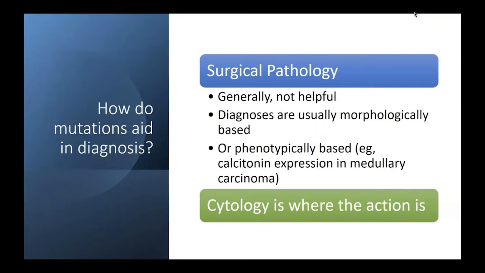In those challenging cases where we're struggling to make a distinction, say between a medullary carcinoma and a follicularly derived neoplasm, we're going to use ancillary studies like immunohistochemical stains that are largely phenotypically based. So we would say look for calcitonin expression if we're trying to identify a medullary carcinoma versus thyroglobulin expression if we're looking for a follicular-derived neoplasm.